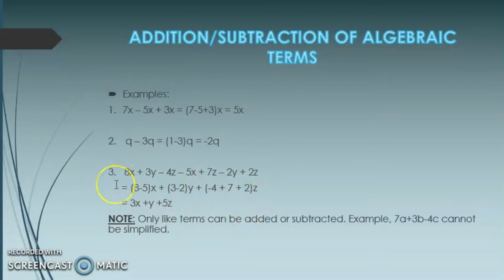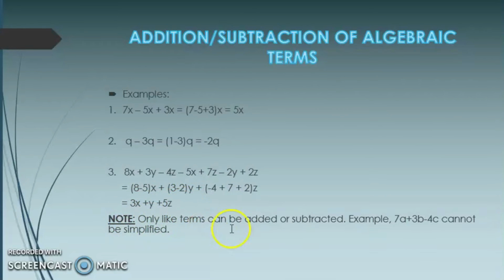And now that it is grouped, then we can work it out. 8 minus 5, 3x, 3 minus 2, y, minus 4 plus 7 plus 2 is equal to 5z. So our answer is 3x plus y plus 5z.